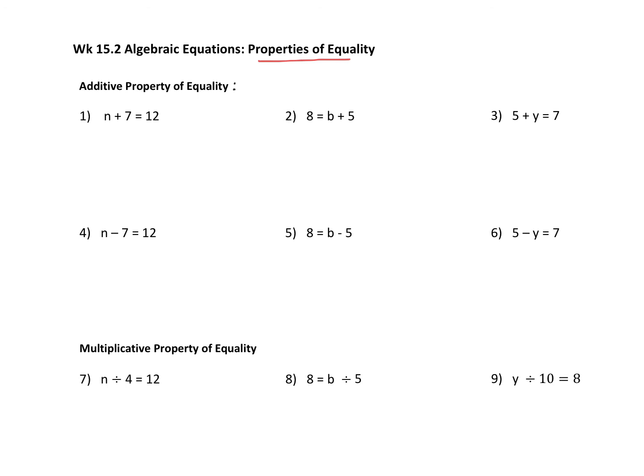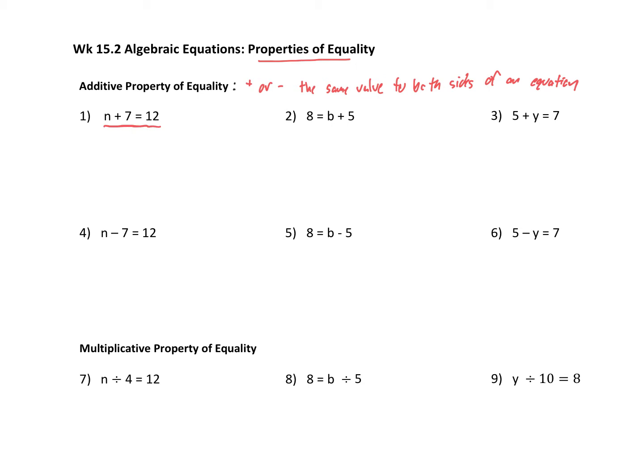First, we'll do the additive property of equality, which tells us, and I want you to write this down, you could add or subtract the same value to both sides of an equation. Okay, so whatever you do to one side, you do at the same time to the other side. So let's look at our first example problem. N plus 7 equals 12.